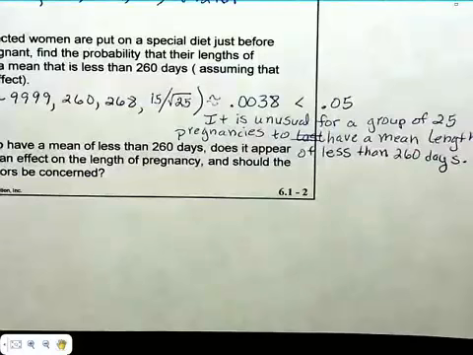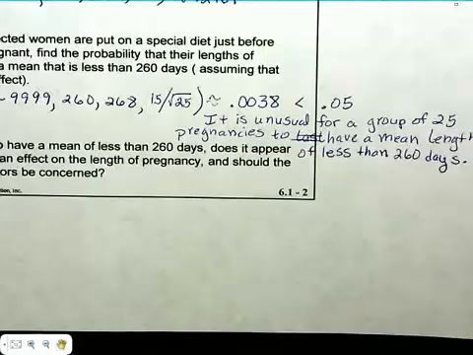So the C part is saying this would be unusual if the diet had no effect on the length of pregnancy, but then it happens, groups of 25 women who had been on the diet all of a sudden were having lengths of pregnancy less than 260 days. What would that tell you? And this is hard to say. You ought to try to teach it. It's rough.